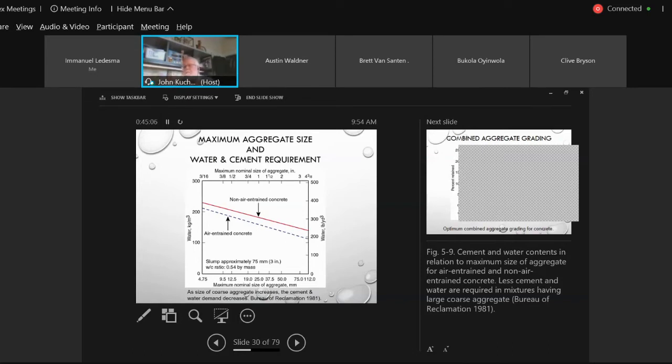So if we can design a concrete with a larger aggregate, all the better. Like our pavements. Why are we using 20 millimeter? There's no reinforcing. We just got dowel assemblies. We could probably go with 56 millimeter aggregate.